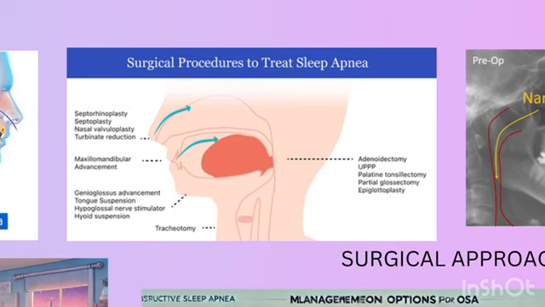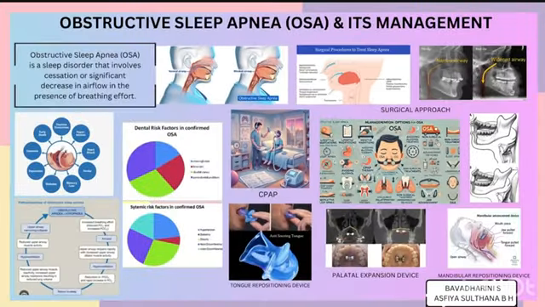Next, we're going to see about the tongue reduction surgery. It reduces the size of the tongue to minimize the airway blockage. Indication: for patients with oversized tongue contributing to OSA.